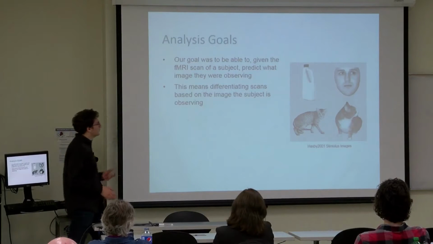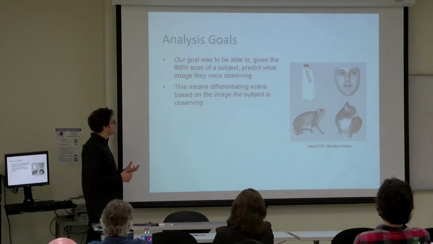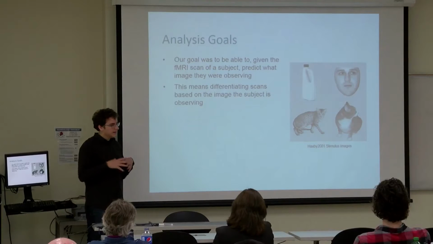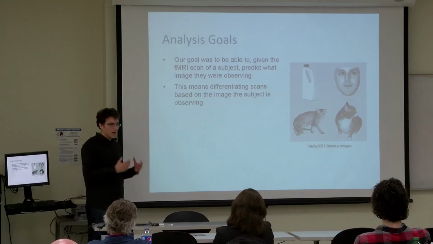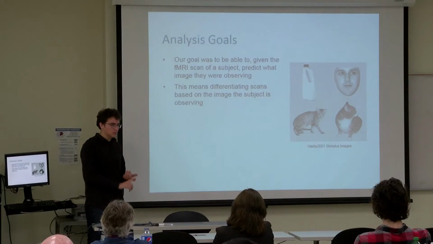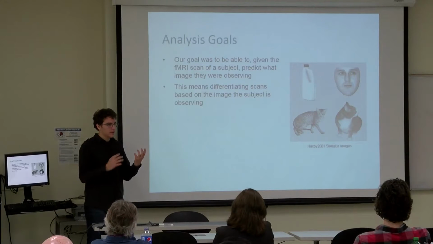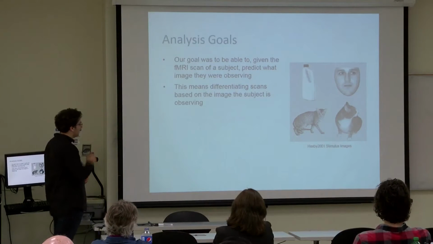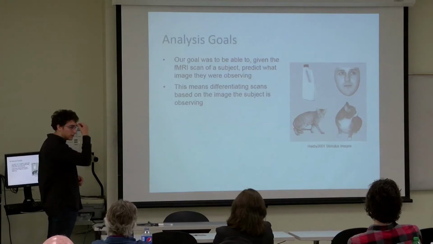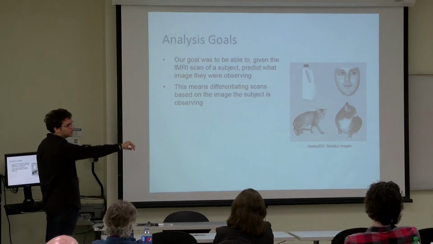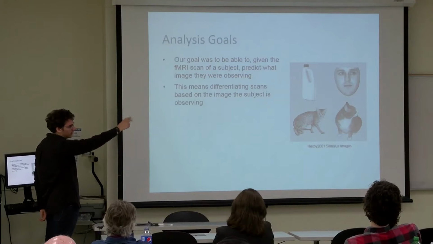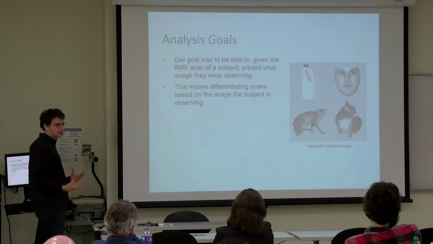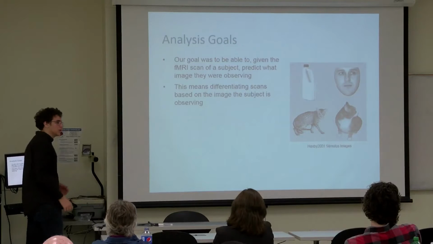That was our total goal, to be able to, given the fMRI scan of a subject, predict which image they are observing. This kind of test is a really important base case for being able to tell what's happening inside the brain, because we know some regions that are involved, we have a really clear stimuli, and we have a really defined way of connecting our brain scan and the stimuli. That meant differentiating the scans based on the image the subject was observing. On the right are some of the stimuli we're looking at. Top left would be labeled bottle, face, and then those would both be labeled cat. When we say they're looking at a cat, we use different images to make sure our results generalize.